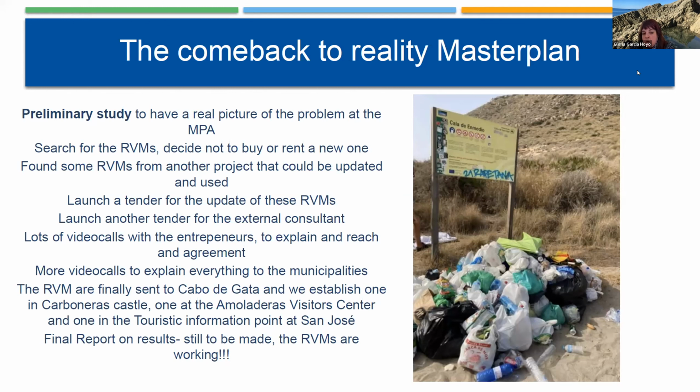One in Carboneras Castle, which is managed by the municipality of Carboneras, one at the Amoladeras Visitor Center, which is a visitor center for the Natural Park, and one at the tourist information point in San Jose, which is the biggest city, well, not city, town, a small town of the protected area.